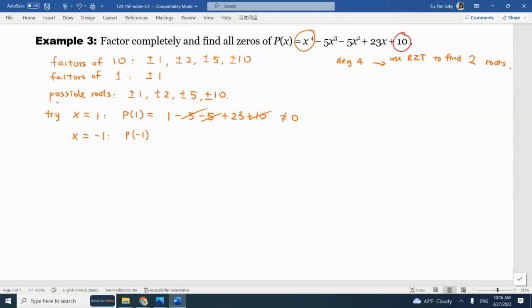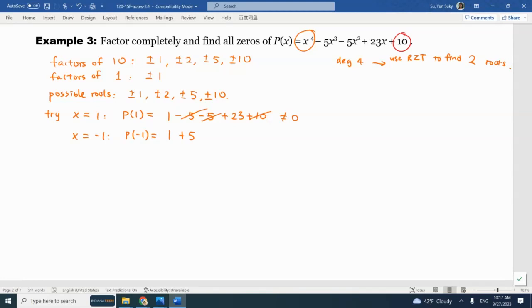Plug in negative 1. We plug in negative 1. What happened? Negative 1 to the 4 is, let's see, Derica, what's negative 1 to the 4th? 1? Yes, it's 1. Negative 1 cubed is negative 1. But do you see there is a negative in front of it? So it becomes positive 5.